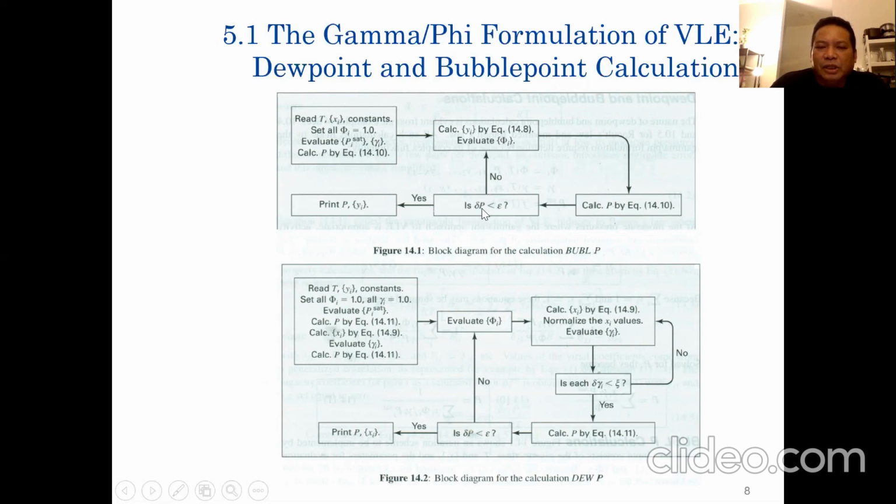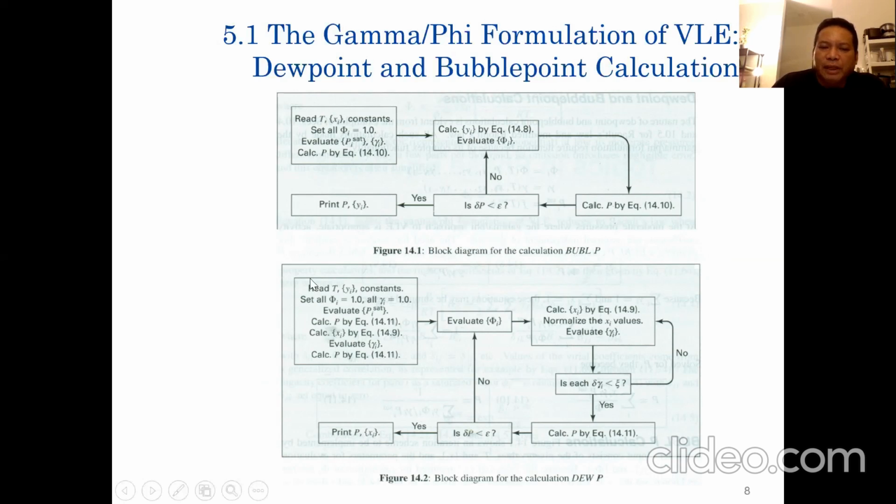If the change in pressure is less than epsilon, where epsilon indicates a tolerance, that is what you set, how big a difference you want to allow. The smaller the tolerance you want, the more iterations you need to do. But if the delta P is within the tolerance, it is acceptable, and then we can find what P is. This is the block diagram for the calculation of the dew point.